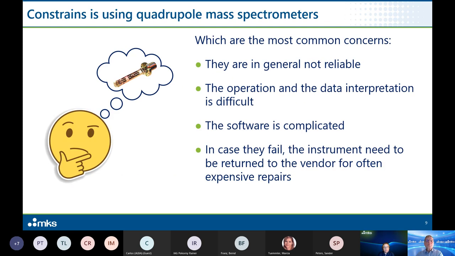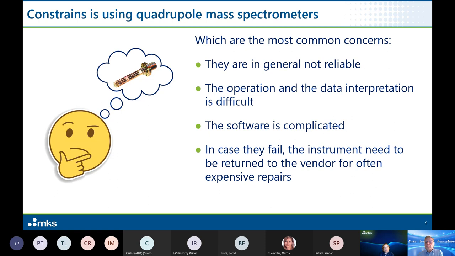So there are certainly also some constraints about mass spectrometers. This is a bit historic. If you ask some people who are really not up to date with today's mass spec technology about mass spectrometers, they typically will say, well, they are not reliable. They are really complicated to operate and the software is complicated. And if they fail, it takes a long time to get them repaired, and everything is complicated. So we know there are some constraints.